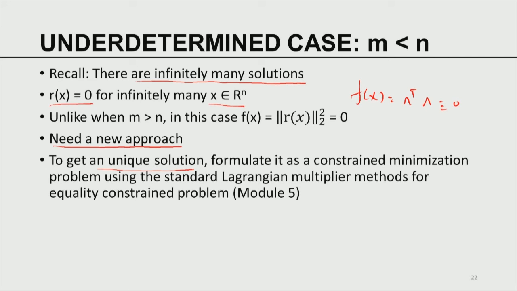In order to do that, we are going to formulate this as a constrained minimization problem, and this constrained minimization problem is going to be solved by a Lagrangian multiplier technique. This is going to be an equality constraint minimization problem. So you can see everything that we have seen in the module on optimization gets to be applied here. So the pathway to the solution in the underdetermined case is to formulate the problem as a Lagrangian multiplier problem using an equality constraint, and this equality constraint minimization problem is going to help us pick that optimal solution among the infinitely many possible solutions. That is the pathway.